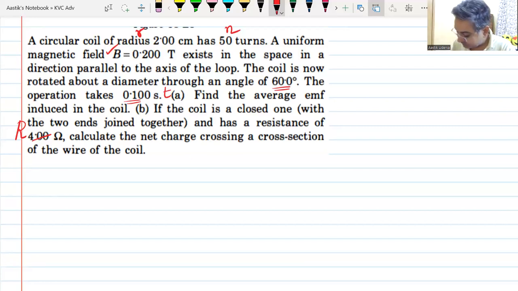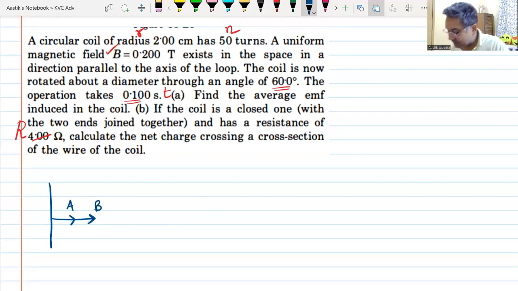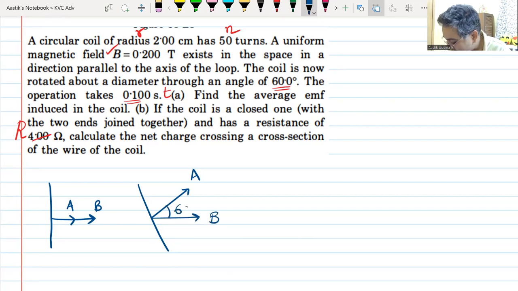So if I look at the question, in the initial case, the area vector of the coil and magnetic field were in the same direction, yes or no? Yes, sir. In the final scenario, the coil is like this and the magnetic field still remains like this. Yes, sir. And this angle is 60 degrees. Do we understand this? Yes, sir.